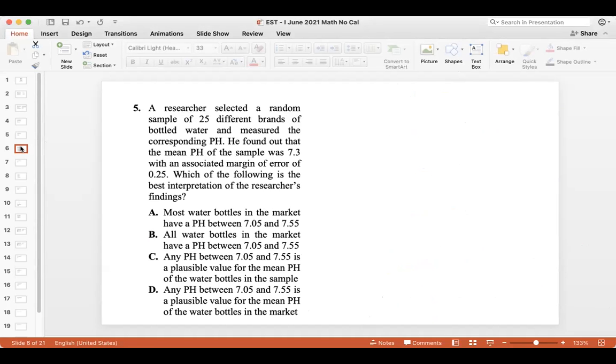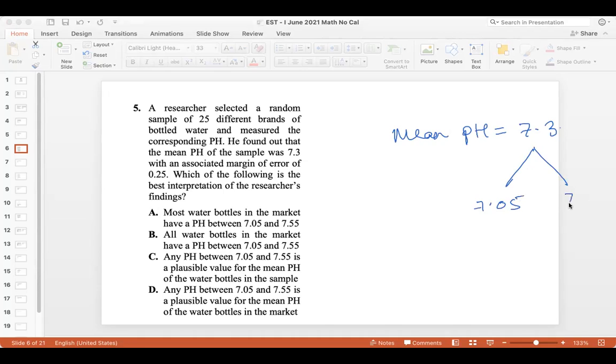Question 5: a researcher selected a random sample of 25 different brands of bottled water and measured the corresponding pH. He found that the mean pH of the sample was 7.3 with an associated margin of error of 0.25. So the mean pH was 7.3 with a margin of error of 0.25, which means it could be from 7.05 to 7.55. Which of the following is the best interpretation of the researcher's findings?